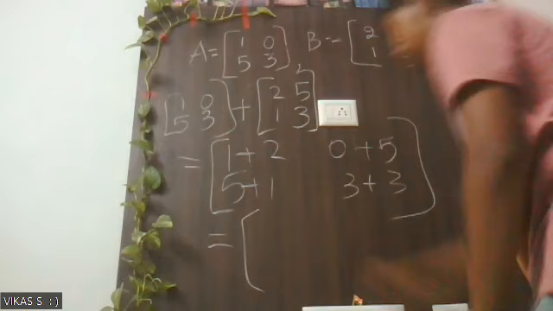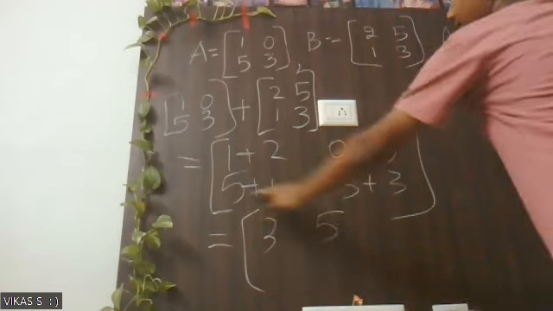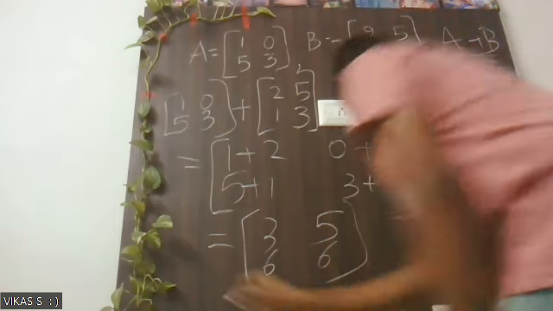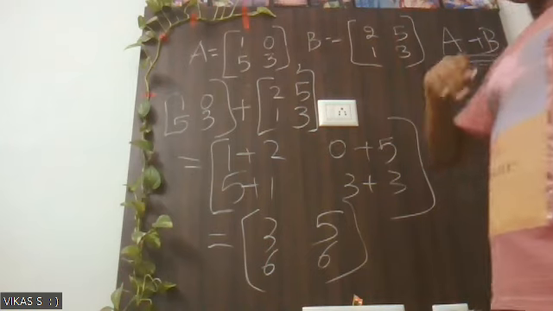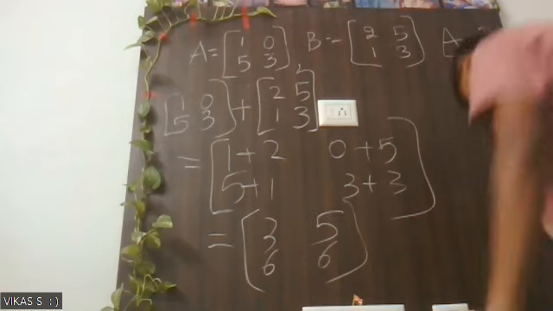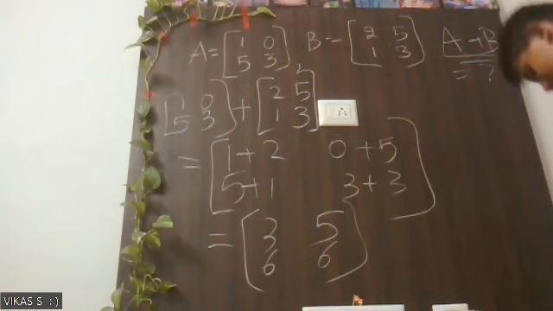2 plus 1, 5 plus 0, 5 plus 1, 3 plus 3. Is your answer correct? That's it. This is addition. Okay, easy. We'll do one more sum, which is of subtraction. This is kind of a little confusing, but it'll be very easy.